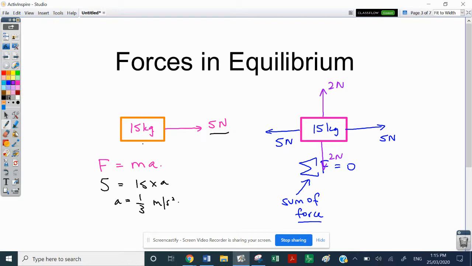So what does the word equilibrium therefore mean? Equilibrium means that the forces are balanced, firstly. They're all balanced and cause 0 or no acceleration.